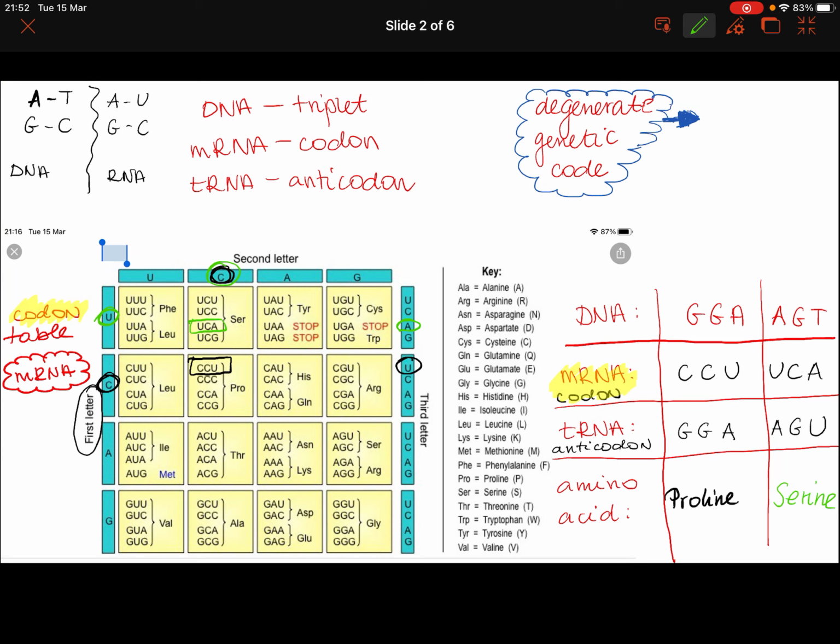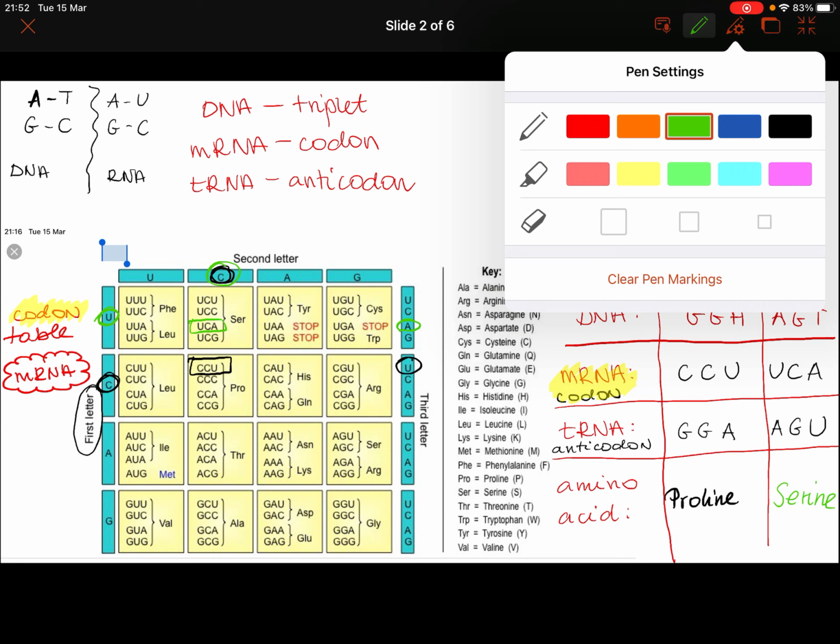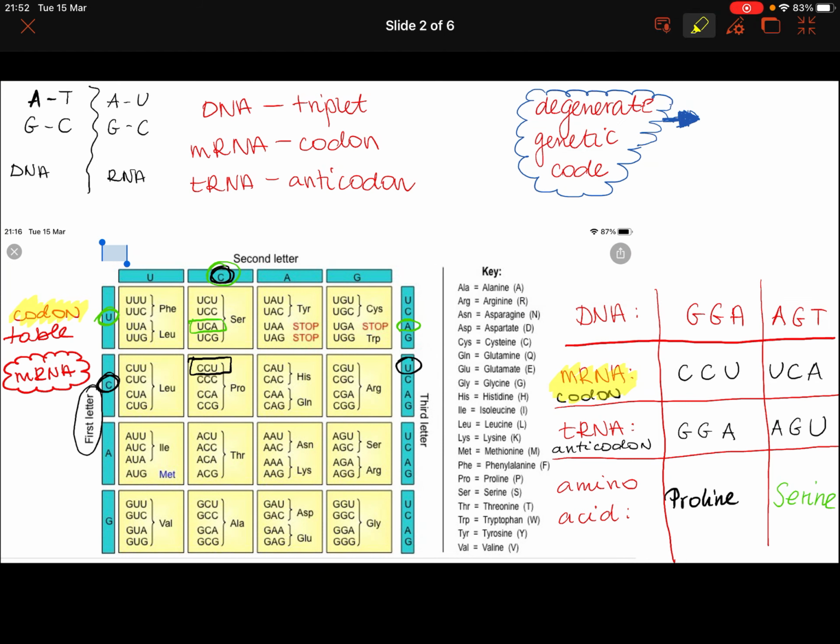Okay. Another important thing that you can use the codon table for is the idea of degenerate genetic code. Why is it important? It's the fact, as you can see in the codon table, that the same amino acid can be coded by more than one triplet, and more than one codon. So the example I've highlighted here is arginine.